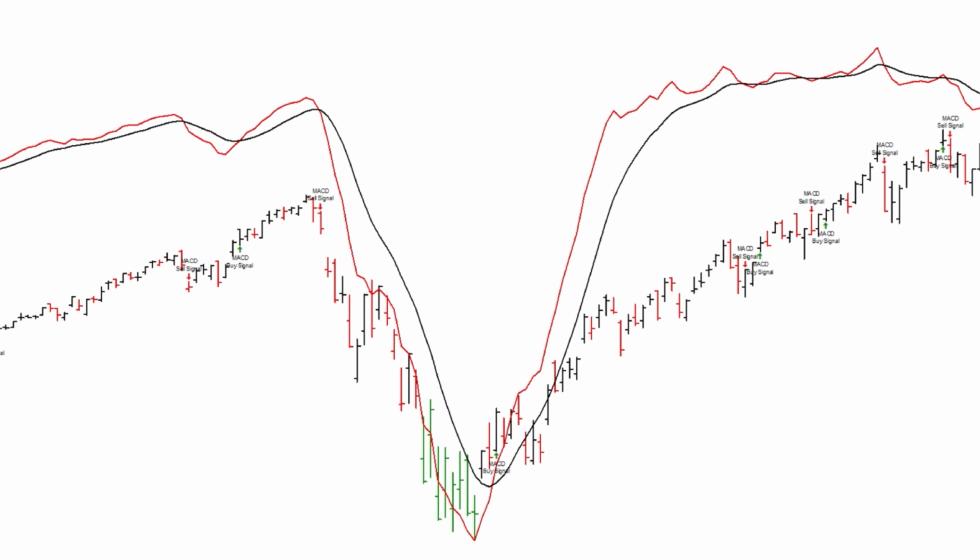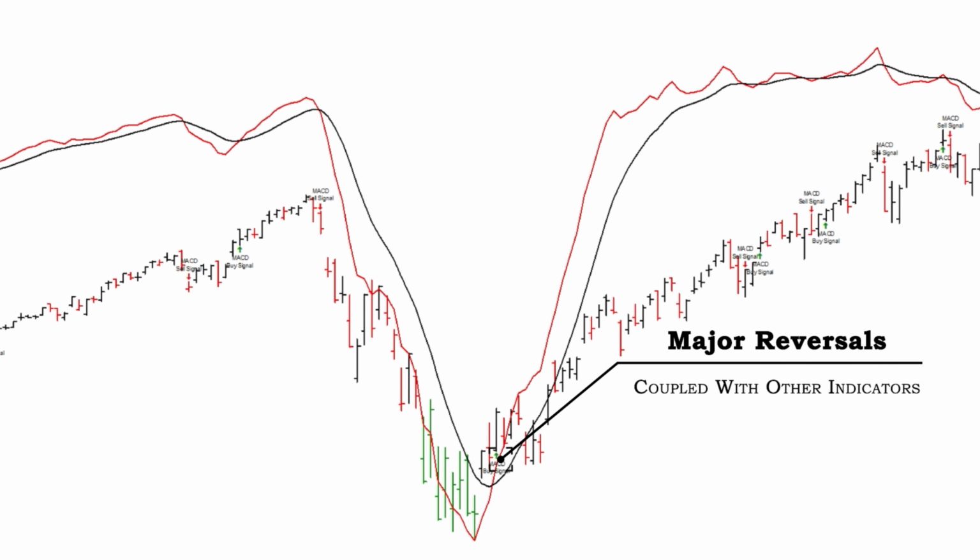A lot of traders only use the MACD for reversals, and especially for major reversals, again coupled with 3 to 4 indicators. I have seen the MACD alone has not given good results. The MACD coupled with other indicators gives good results. Most individual indicators, including the MACD on its own, are just not enough for effective trading, but it is part of an overall set of tools and a process.